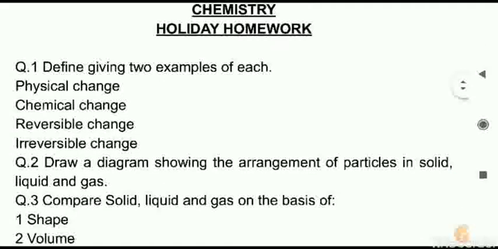Second, question number 2 is draw a diagram showing the arrangement of particles in solid, liquid and gas. As we know, particles are differently arranged. In solid they are tightly packed, in liquid they become a little bit loose, and in the gas the molecules or the particles are free to move. So that arrangement of molecules you have to show with the help of a diagram.